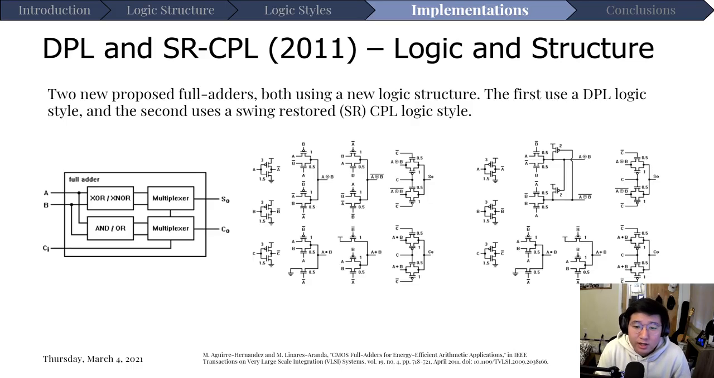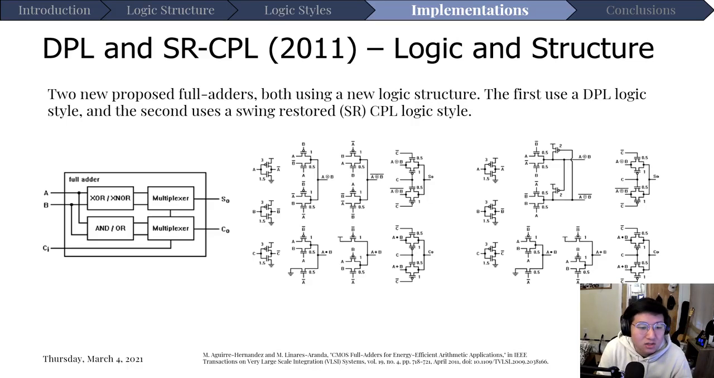So first, we're going to look at the logic and structure. They have 2 new proposed full adders that both use a brand new logic structure. The first one uses a DPL logic structure. The second one, as we mentioned before, briefly, is a swing restored CPL logic style. So essentially, we have a DPL and a CPL style. So if we look at the structure, what they did here was they got rid of the necessity for the sum out and the carry out to rely on that single output product.